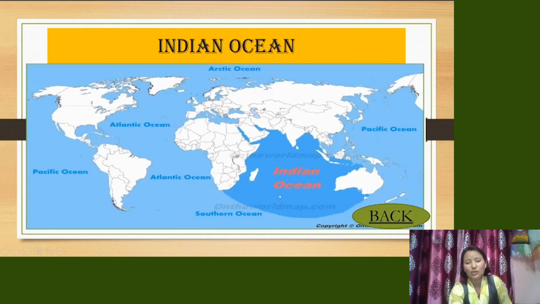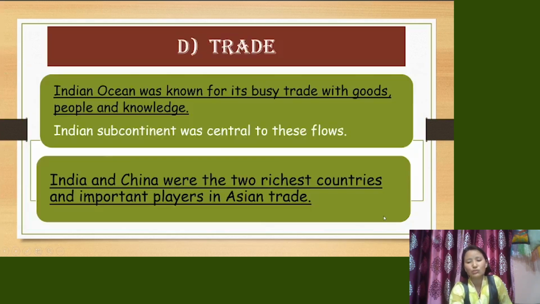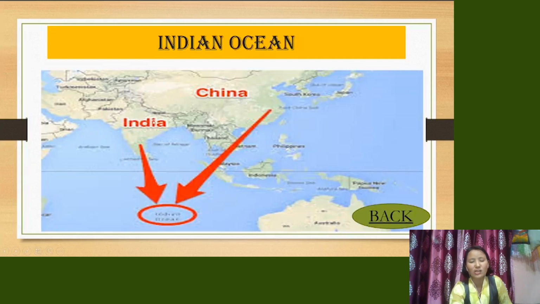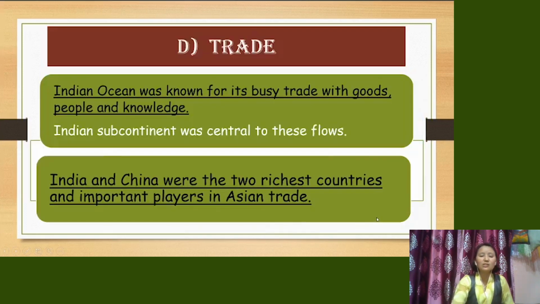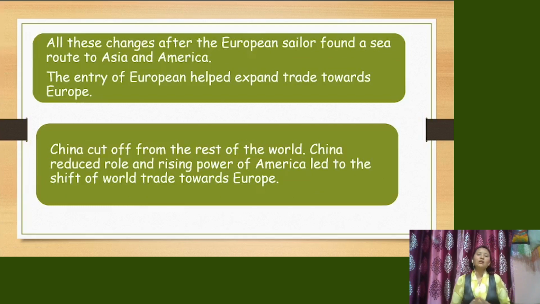In this Indian Ocean trade, or this Asian trade, the two most important players are India and China. But it did not stay for a long time because European sailors found a sea route to Asia and America. Because of that, a large number of European countries started participating in this Asian trade, or Indian Ocean trade. Because of that, the trading centers shifted from the Indian Ocean to the European side because of major participation from European countries.